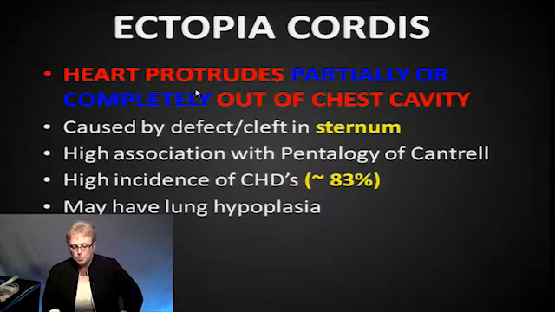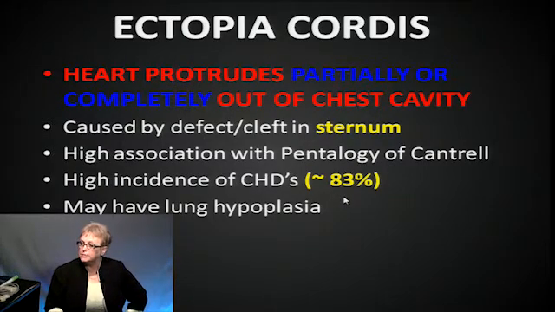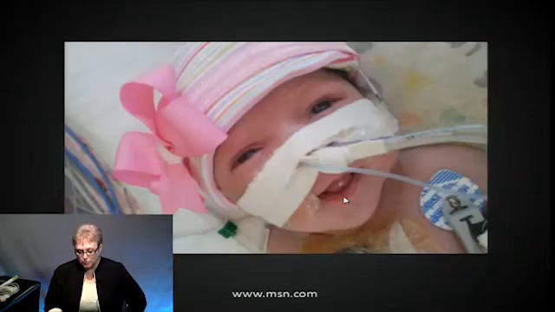The heart's protruding partially or completely out of the chest cavity, and it's caused by a defect or cleft in the sternum, has a high association with pentalogy of Cantrell, and a high incidence of heart defects. About 83% of these babies will have some type of a heart abnormality.